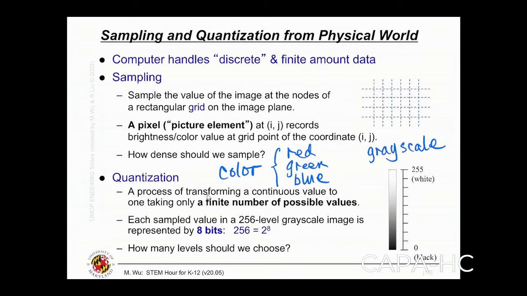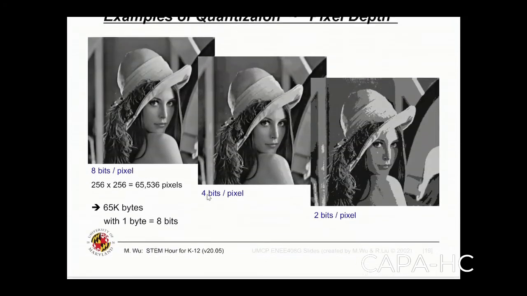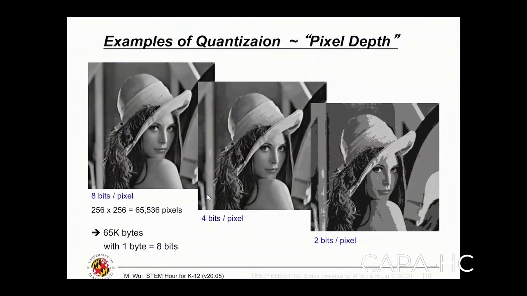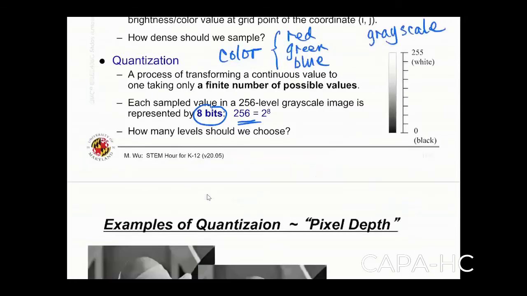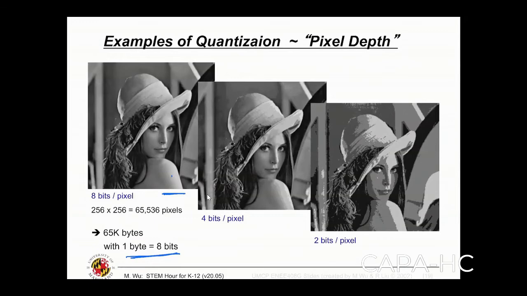A common choice is using 8 bits, and this gives us 2 to the 8, so a total of 256 different shades of gray. So let's see what it means. With 8 bits on each pixel, our Lena, you can see her shoulder is really nice, very smooth. We have all the details. And 8 bits, if we use electronics to store them in the computer, we call a byte. So this will take more than 60,000 bytes. So we call it 65 kilobytes.